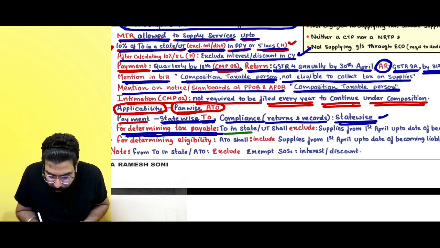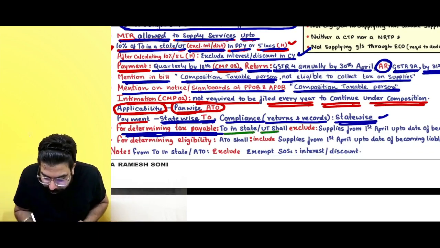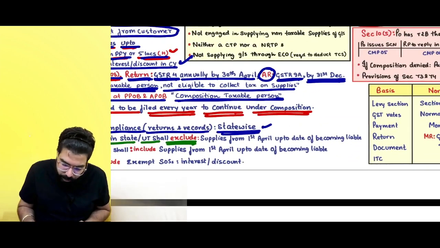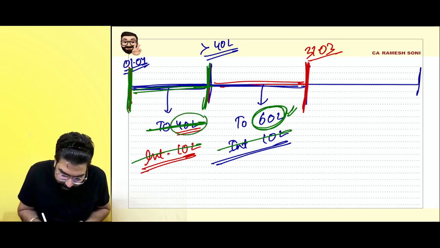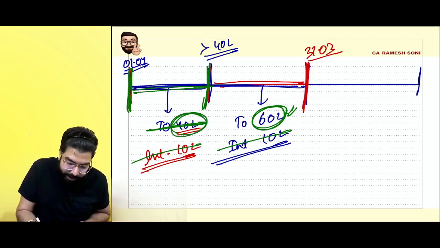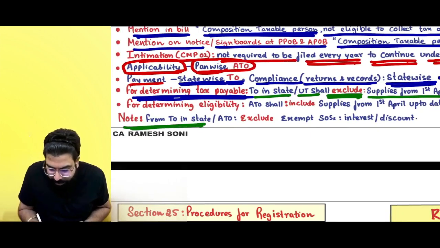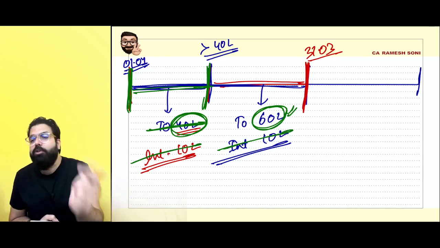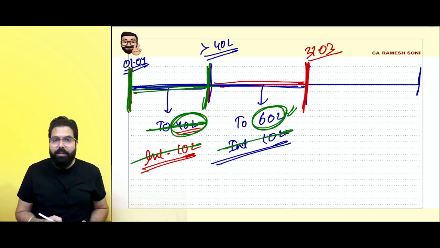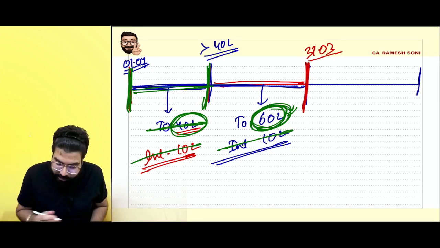See, turnover in state or UT for tax payable shall exclude the turnover from 1st of April up to the date of becoming liable, meaning this turnover has to be excluded. Secondly, you also have to exclude exempt supply of services, which is interest or discount. So interest has to be excluded. So the turnover on which you have to make the tax payment this year is only 60 lakh rupees.